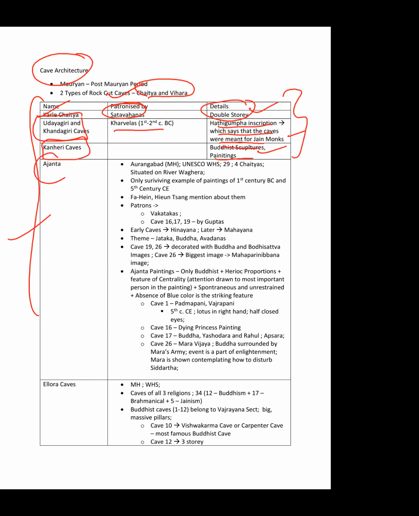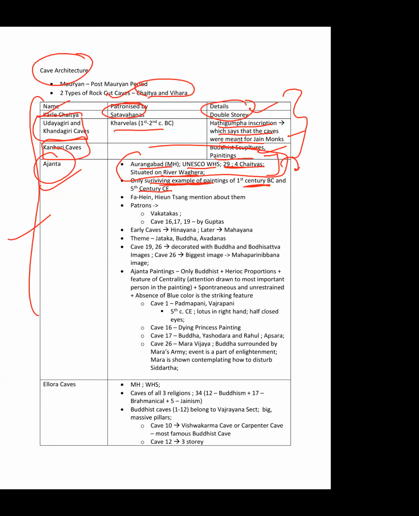Now comes the major caves, Ajanta caves. In Aurangabad, World Heritage Site, 29 caves, 4 chaityas, situated on the river Waghora. This is like the introduction, or you just need to add it as padding. The question won't be centered around this. This is the only surviving example of the paintings of the 1st century BC to 5th century CE, right? So a continuity in paintings is illustrated through Ajanta paintings.